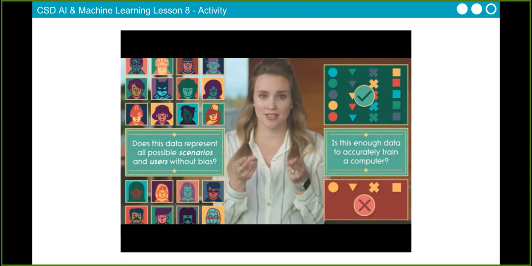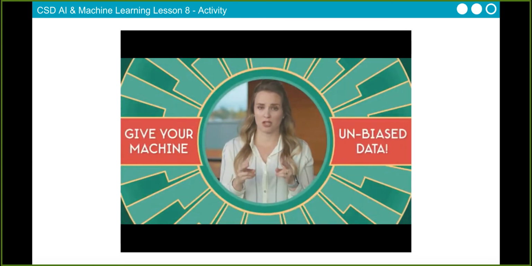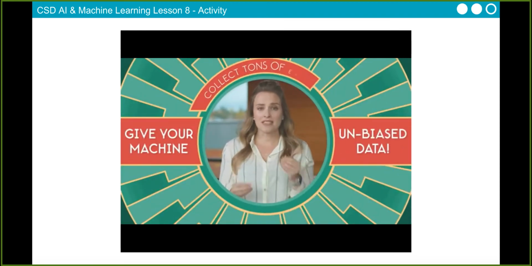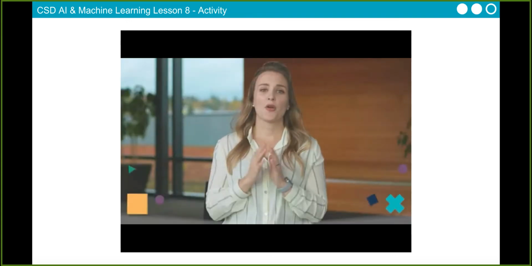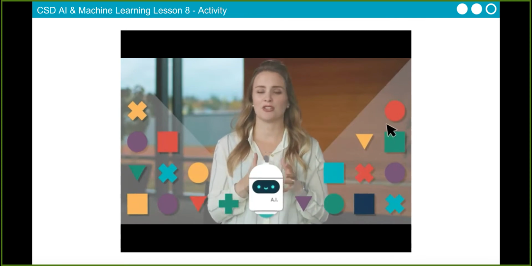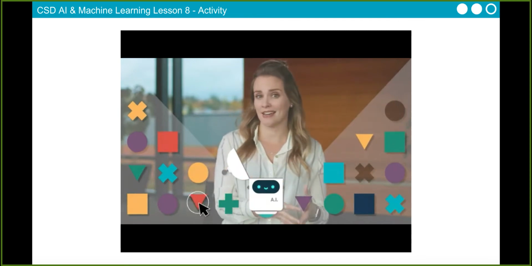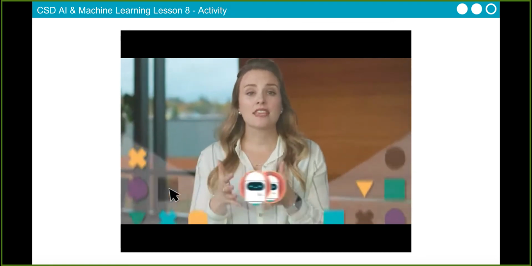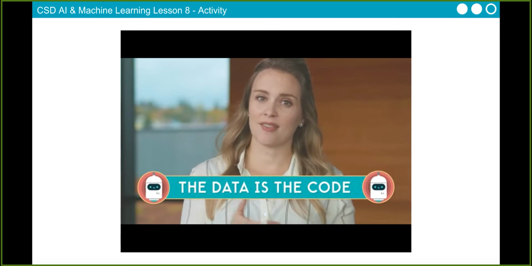This is where you as the human trainer can play a crucial role. It's up to you to give your machine unbiased data. That means collecting tons of examples, often from lots of different sources. Remember, when you pick and choose data for machine learning, you're actually programming the algorithm using training data instead of code. The data is the code. The better the data you provide, the better the computer will learn.